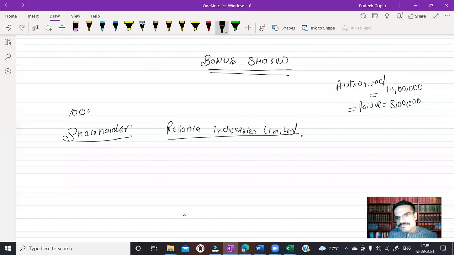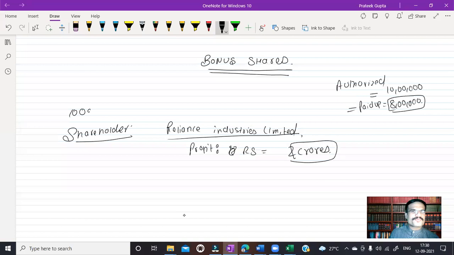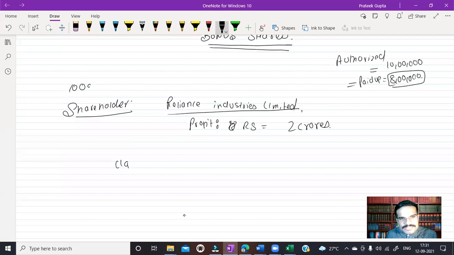The company has a profit of, how much profit do they have? 2 crore rupees. Savings are lying there, sir. Company has a profit of rupees 2 crores. Now understand carefully, this is very important. I am taking you back to class 12. Now let's go back to class 12, beta.